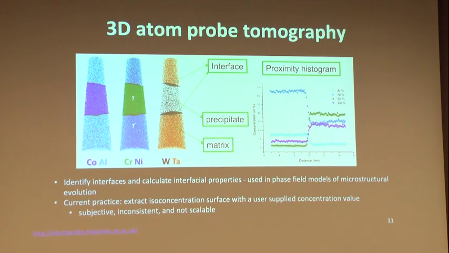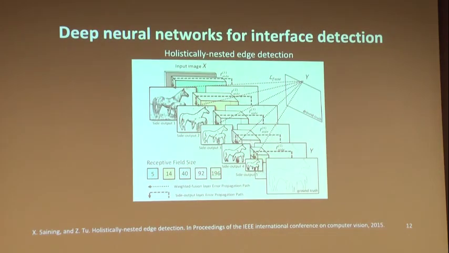In the current practice, users usually come up with isoconcentration surfaces at some particular values, and this is a manual process to identify the interface thickness. So how about doing deep learning on that? It's an edge detection problem, and edge detection is a computer vision problem, and there are several deep learning methods for doing that type of edge detection. Having said that, edge detection is very subjective, and it is a hierarchical process in which you combine different edges in different ways and then come up with the correct edge.